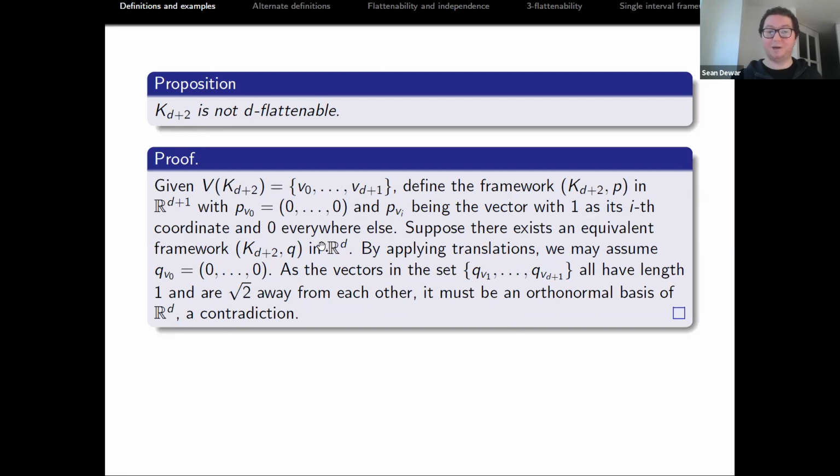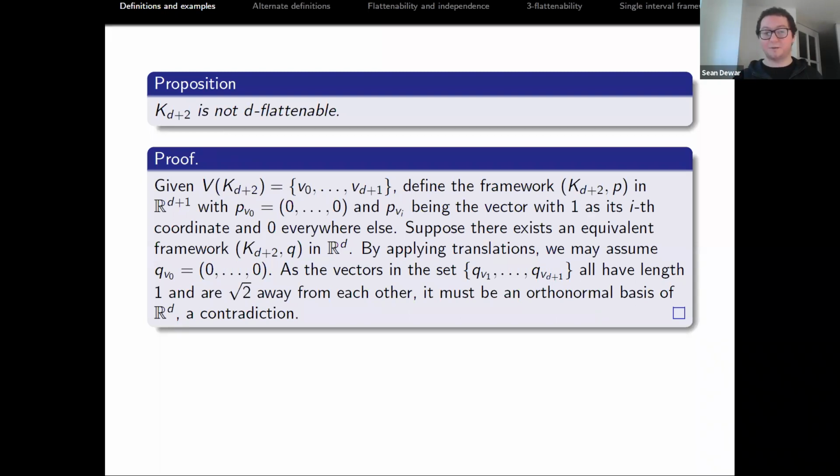Now what's going to happen is if we can flatten it into R^D, then there's a realization Q_V, and by applying some translations, we can assume that Q_V0 is at the origin. Then the vector set Q_V1 to Q_V(D+1) are all going to be vectors of length 1 and distance √2 away from each other, which means they have to be an orthonormal basis of R^D. But that means that R^D has an orthonormal basis of size D+1, which means it's D+1 dimensional, which it is not. Okay? It's kind of a contradiction.